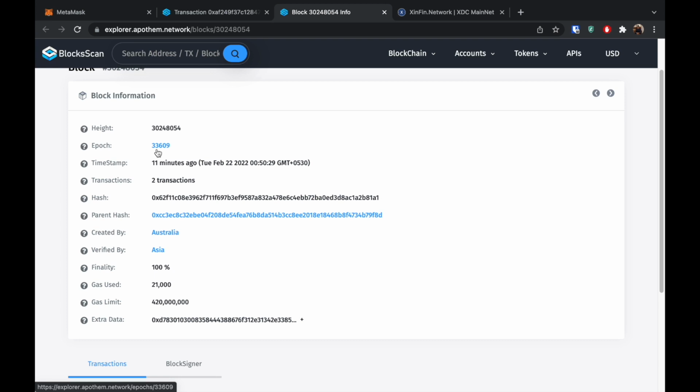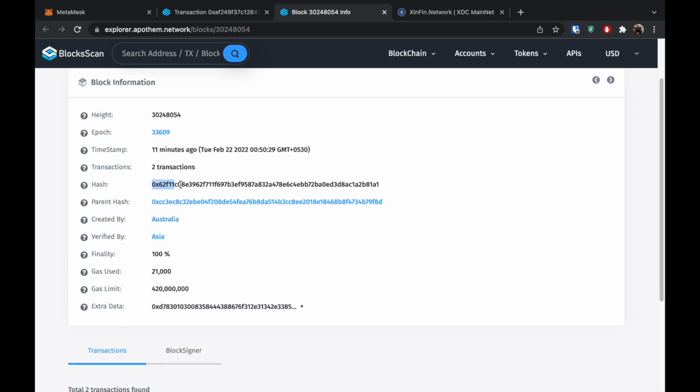That is what it means. Timestamp again means the time at which this particular block got confirmed. So it's telling me it happened 11 minutes ago, and the number of transactions which this block contained. So it contained two transactions. This contains the hash of the block and the parent hash of the block.